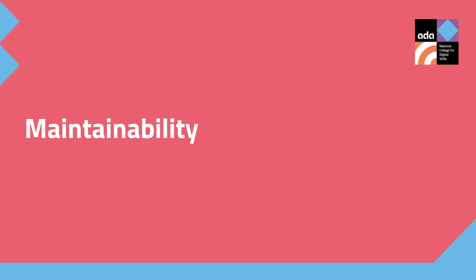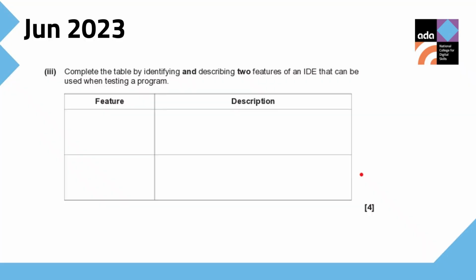The next question is about maintainability of your program. Here, you'll be tested for your understanding of all the different types of features of an integrated development environment that supports the maintainability of your program. Have a look at this question. It's a 4-marker question. You are asked to give 2 features and then give a description of how these features support the maintainability when you are testing your program.